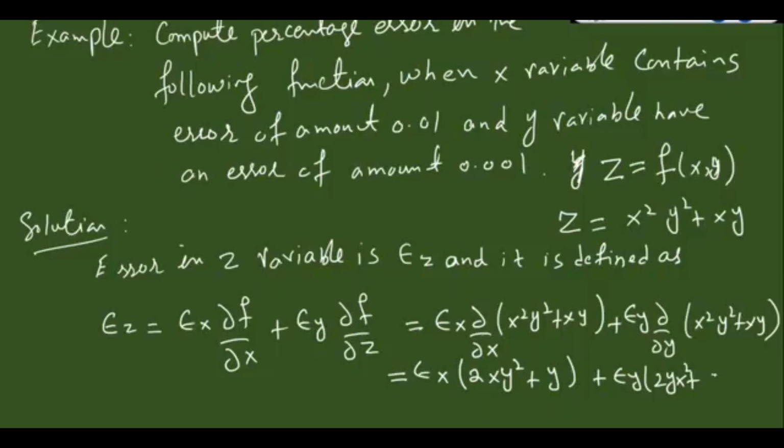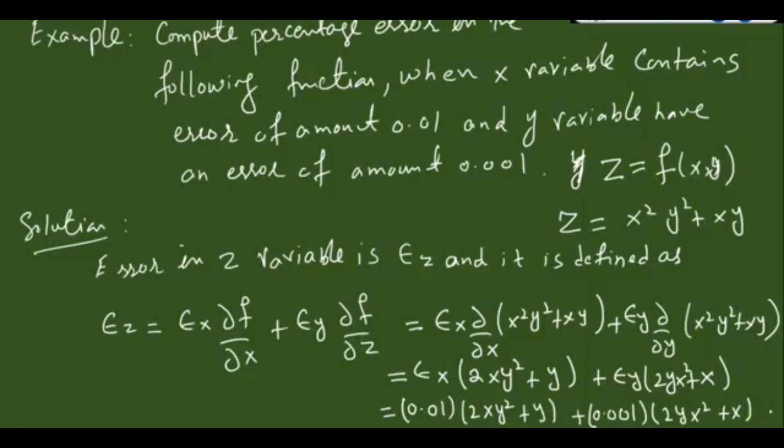Now we know the value of epsilon x. Epsilon x in this case is 0.01, and similarly epsilon y is 0.001. Sometimes it is given clearly, sometimes not, but let's say it is defined like that in this example. So 0.01 multiplied by the quantity that we have, plus the epsilon y, which is 0.001 multiplied by the quantity we have here, that is the change in f with respect to y.